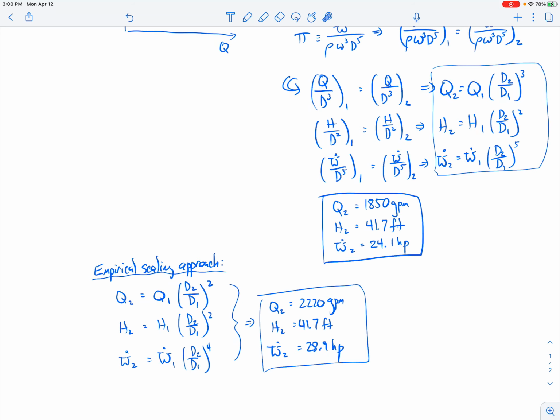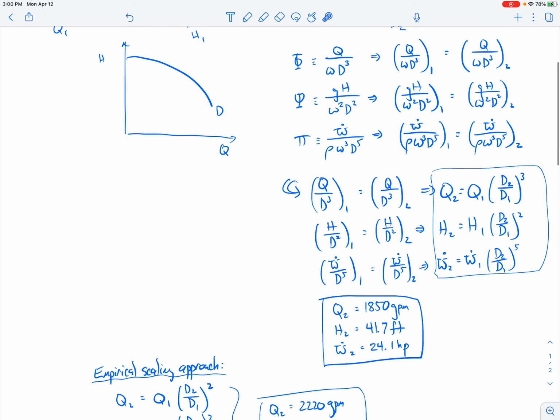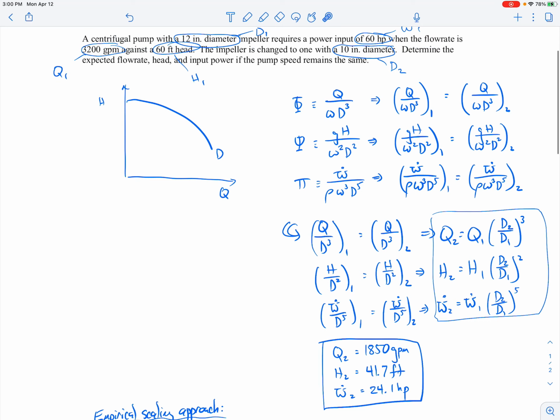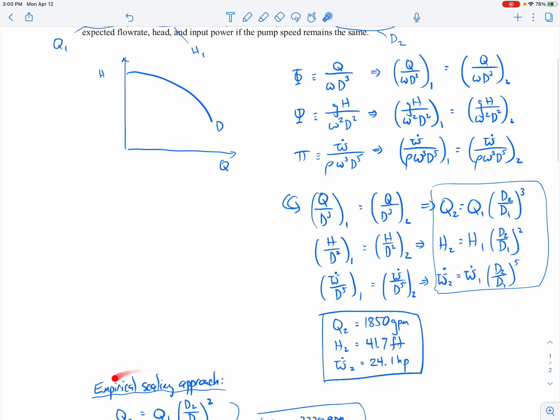Now, if we were scaling just the rotational speed, so let's say the impeller diameter was the same. So we're going back up here. The impeller diameter is the same, but we're changing the rotational speed. Well, then we don't have to worry about geometric similarity. It's the same pump, okay? So in that case, this kind of scaling works really well. We don't have to switch to some empirical scaling. This works pretty well because we have geometric similarity. It's the same pump. We're just changing omega in that case.